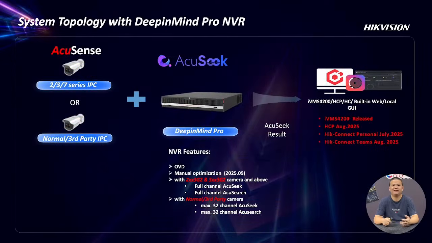All right, and here is the system topology for DeepMind Pro Series NVRs. As we can see, it can work with 2XX3G2 and the 3XSG2 series cameras or above with AcuSense series, even with normal or third-party cameras to achieve the Acuseek functions. The Acuseek functions can work on IVMS 4.2.0 as demo tools, and also Hikcentral Professional, HikConnect Professional, Personal, and HikConnect Team Mode to fit your daily requirements.